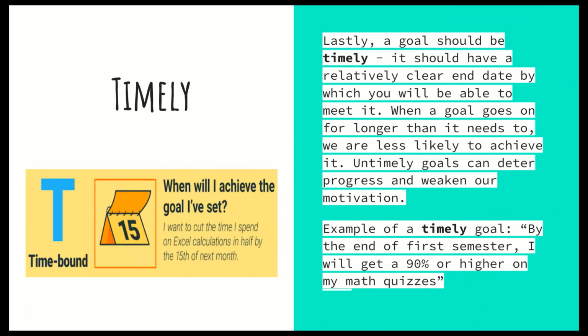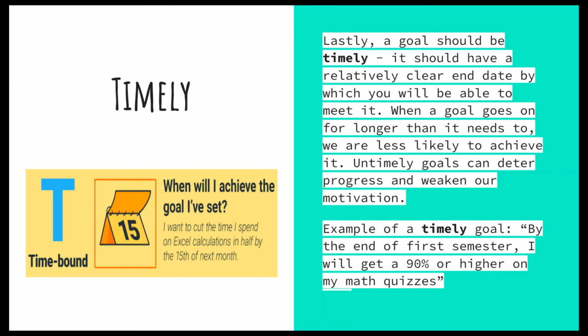Lastly, a goal should be timely. It should have a relatively clear end date by which you will meet it. So when a goal goes on longer than it needs to, or when you don't set an end date for yourself, you're really less likely to achieve it. Okay, untimely goals can deter progress and weaken our motivation, and that is not what we want. Okay, we're full steam ahead.